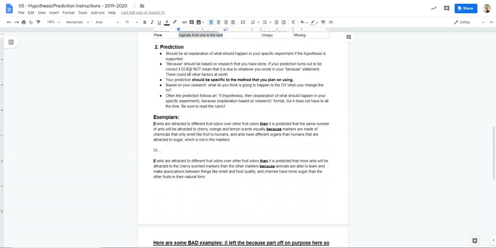Your prediction is what you're going to write about when you have thought through how you're going to test your hypothesis. It should be specific to the type of experiment that you plan to do. Basically, you're saying, this is what I think will happen when I run my experiment. Unlike in class, so far we haven't included the because part of this, and now we're going to start to include it.